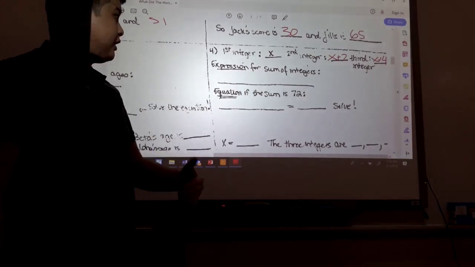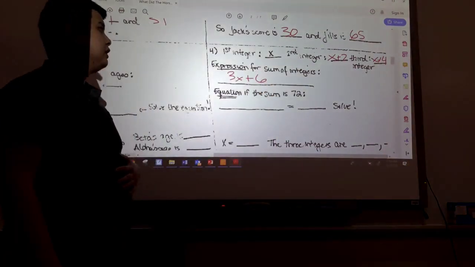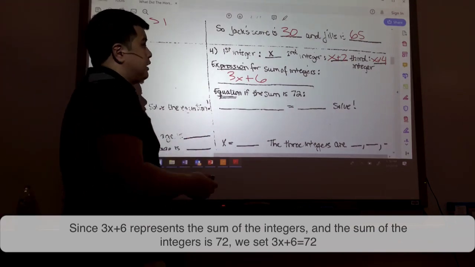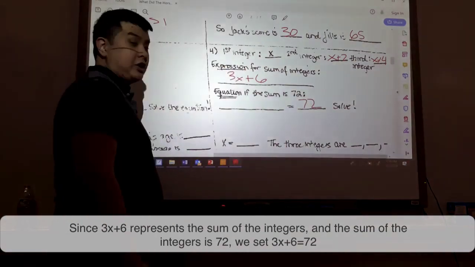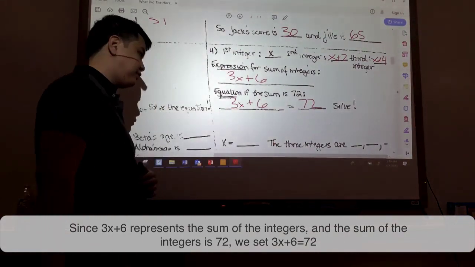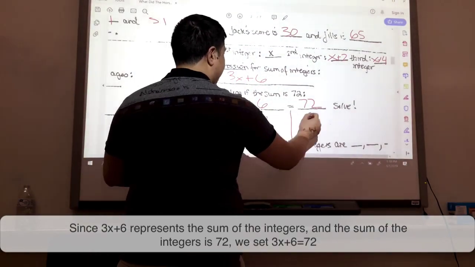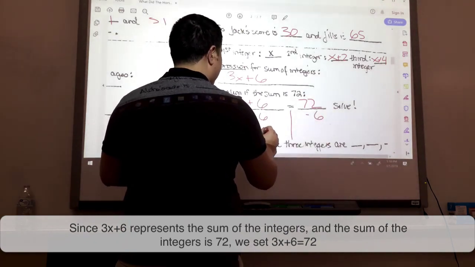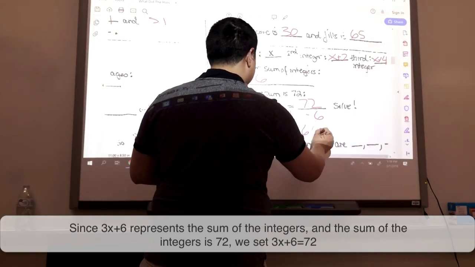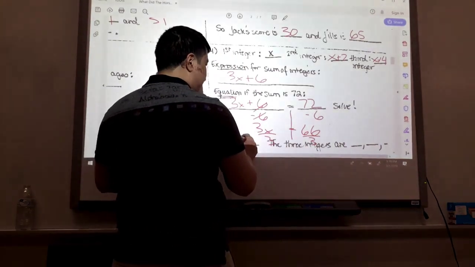And the expression for the sum of their integers is 3x plus 6. Okay. And we said the sum of those integers together has to be 72. And the expression for the sum of those integers we said was 3x plus 6. Okay. So to solve this, we're going to do minus 6, which is 3x, because these parts cancel out, equals 66. Divide by 3, that means that x equals 22.